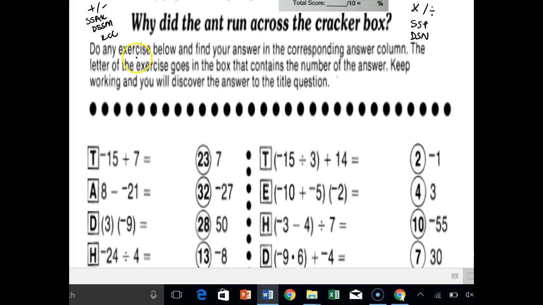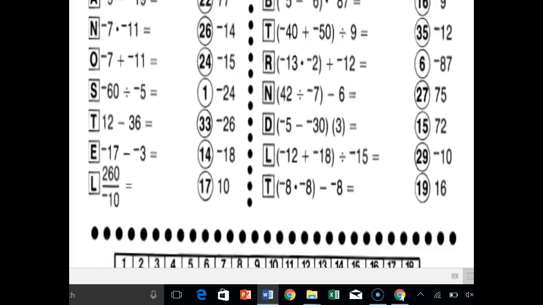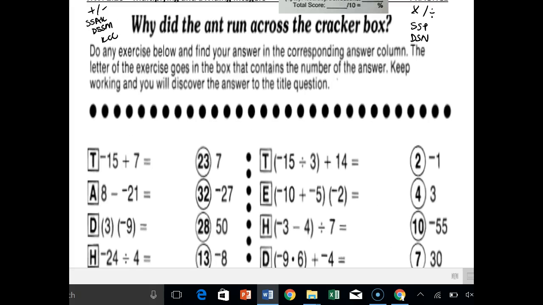So it says do any exercise below, find your answer in the answer column, and then that letter of the box goes in the box that contains the number of the answer. So basically you're going to put all your answers on the back here. So let's try and do letter T.